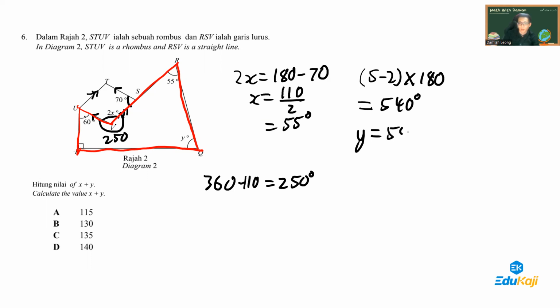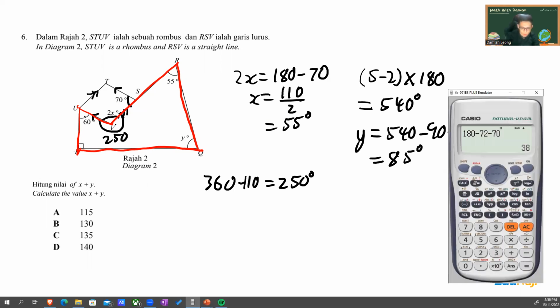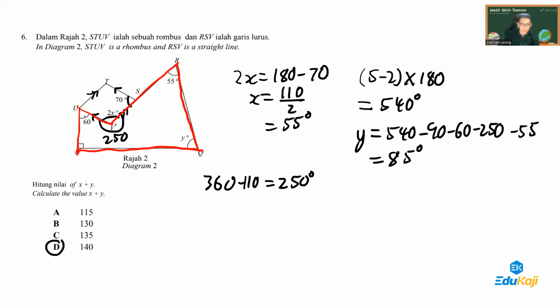Then I can find y. 540 minus 90 minus 60 minus 250 minus 55 is 85 degrees. So x plus y means 55 plus 85, 140. Answer D. Okay, 55 plus 85, 140.